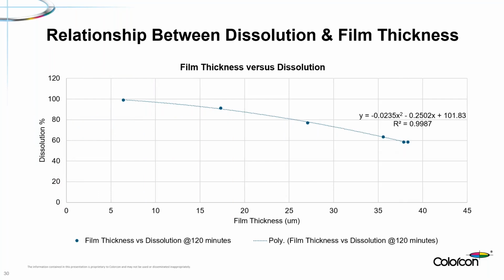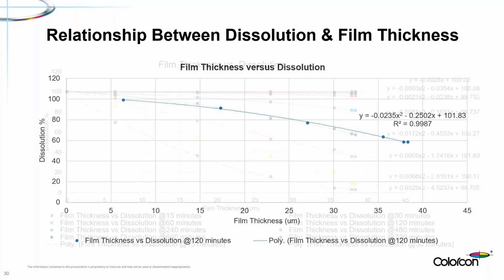Moving from left to right, we see a decrease in release with increasing film thickness. Additionally, a polynomial fit is added to the data with the equation and the R-squared value. Now, let's look at the additional release data plotted in a similar way.